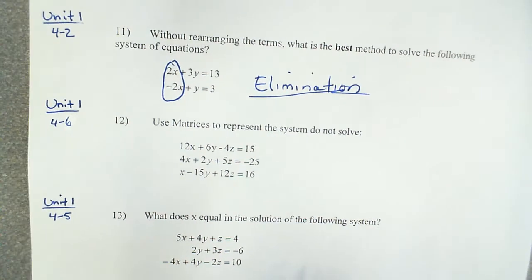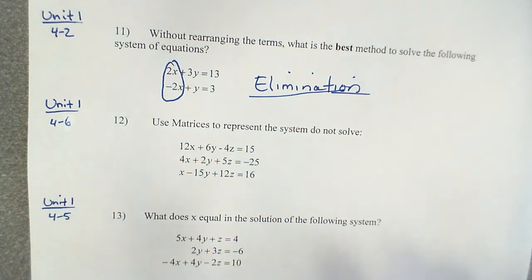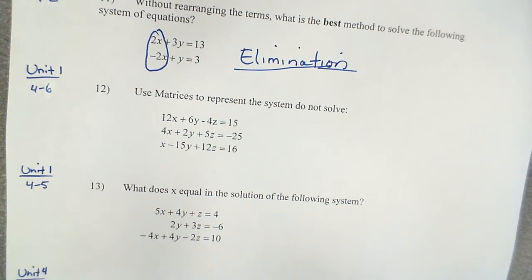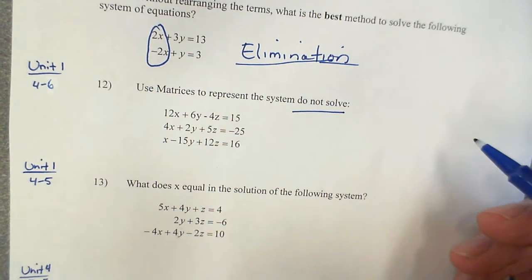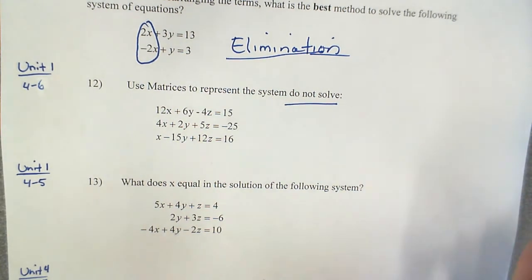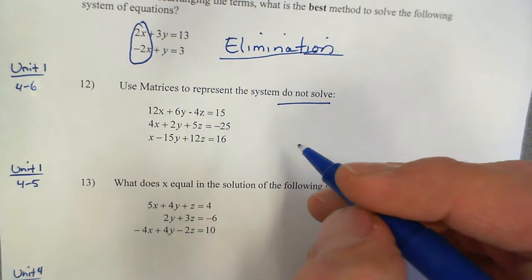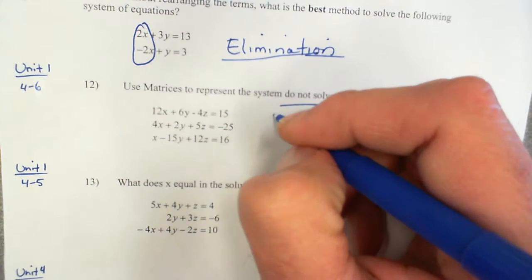So elimination would be the best method to use. Okay? So number 12 says use matrices to represent the system but don't solve. So we don't want to actually come up with an answer on this one. We just want to put it in matrices.